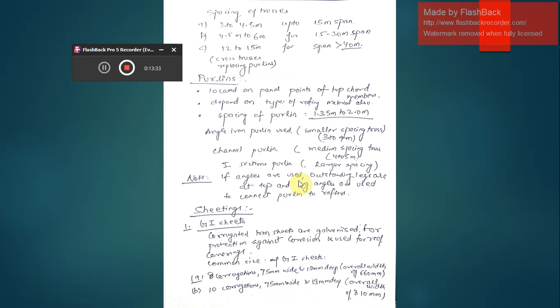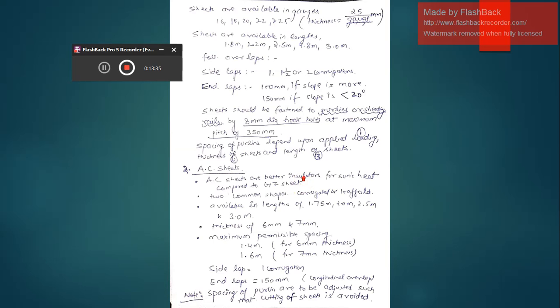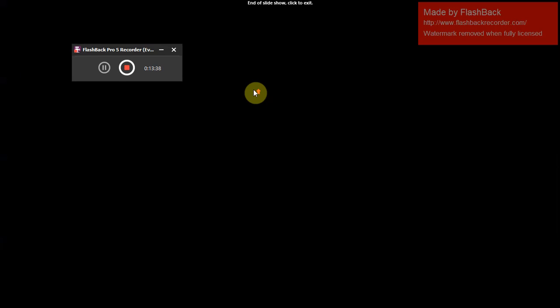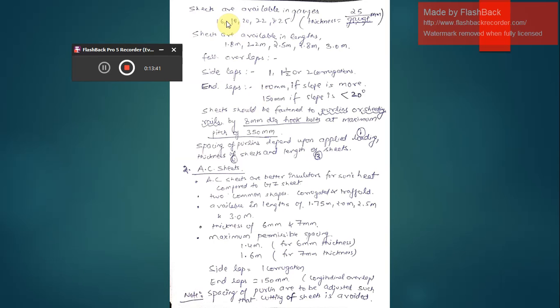These are GI sheets. Now next comes the sheets. The sheets are available in gauges. The word is important here, the gauge. GI sheets are mostly available in the market with the term gauge used. What is gauge? The gauge is used to define the thickness. The thickness is equal to 25 divided by gauge. So by considering the gauge, we can evaluate the thickness of that sheet. Mostly it is available in 16, 18, 20, 22 and 25 gauge.